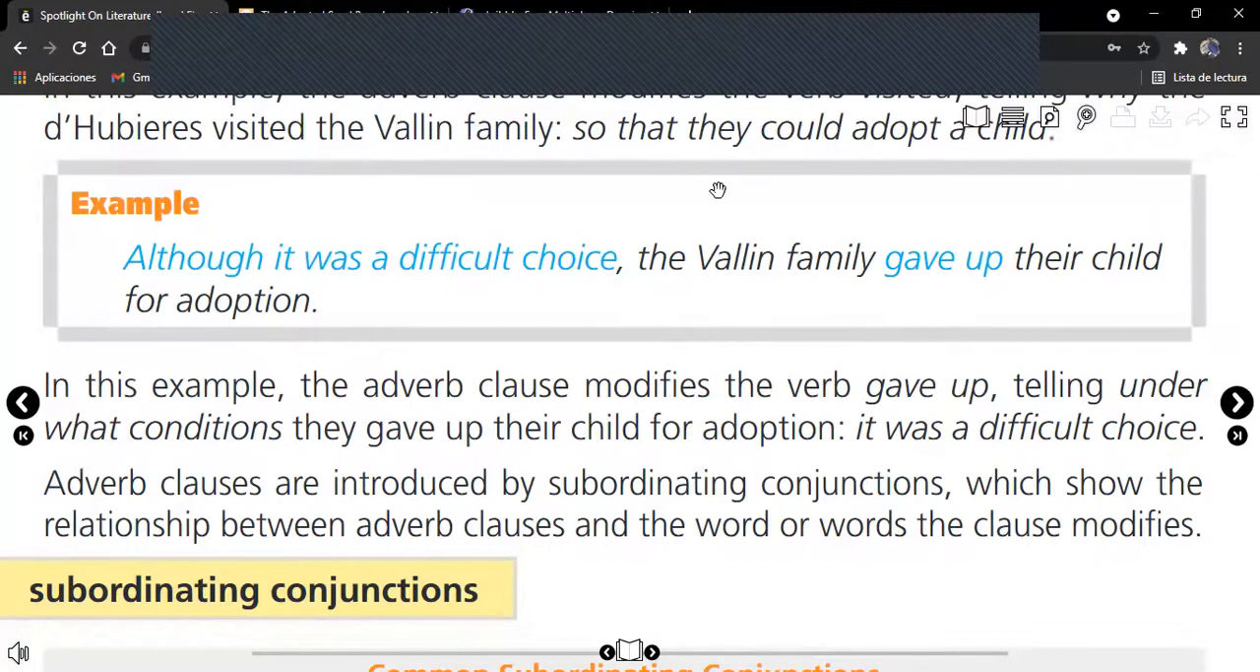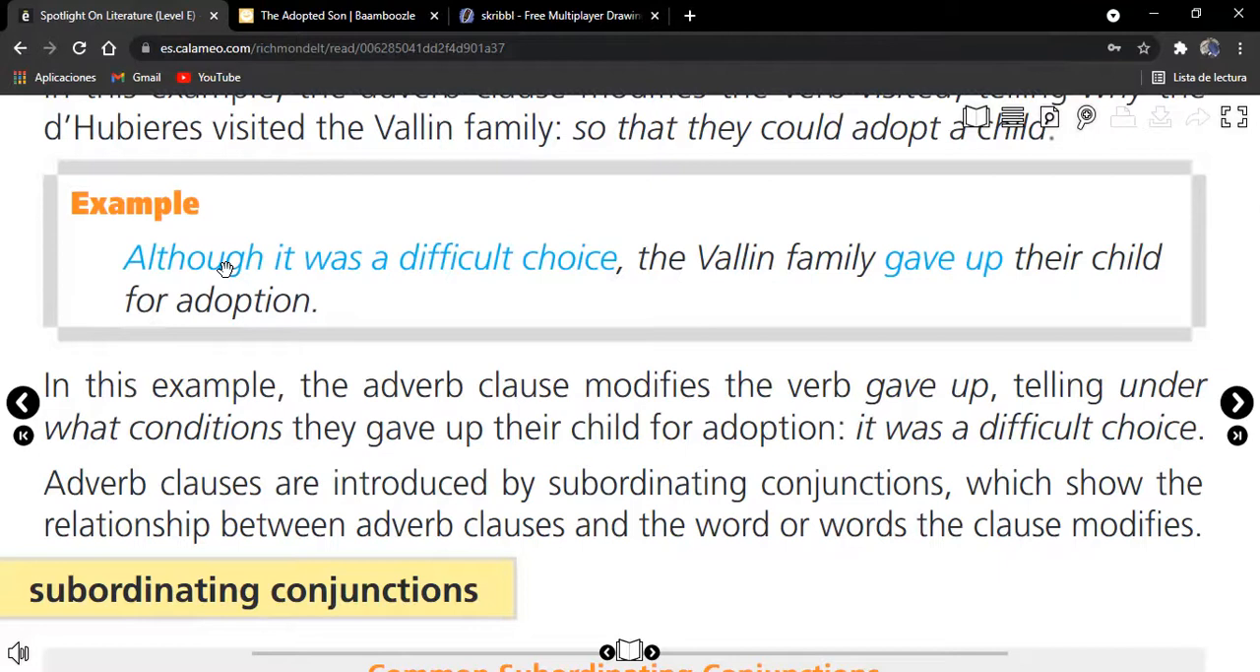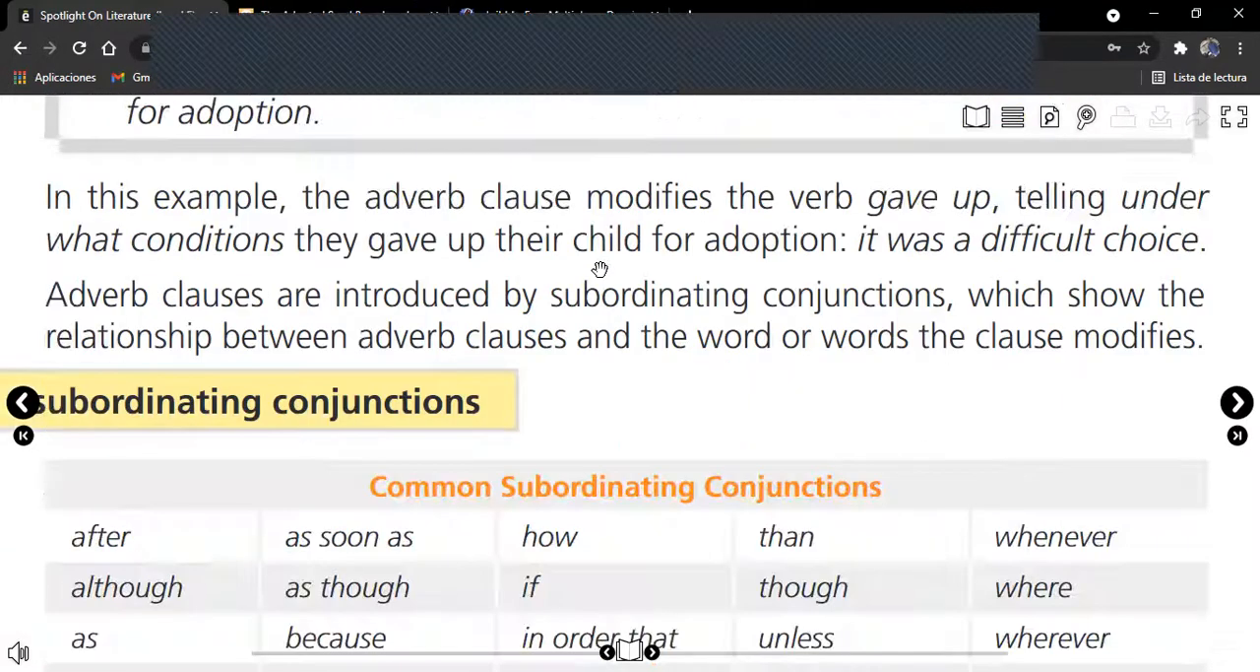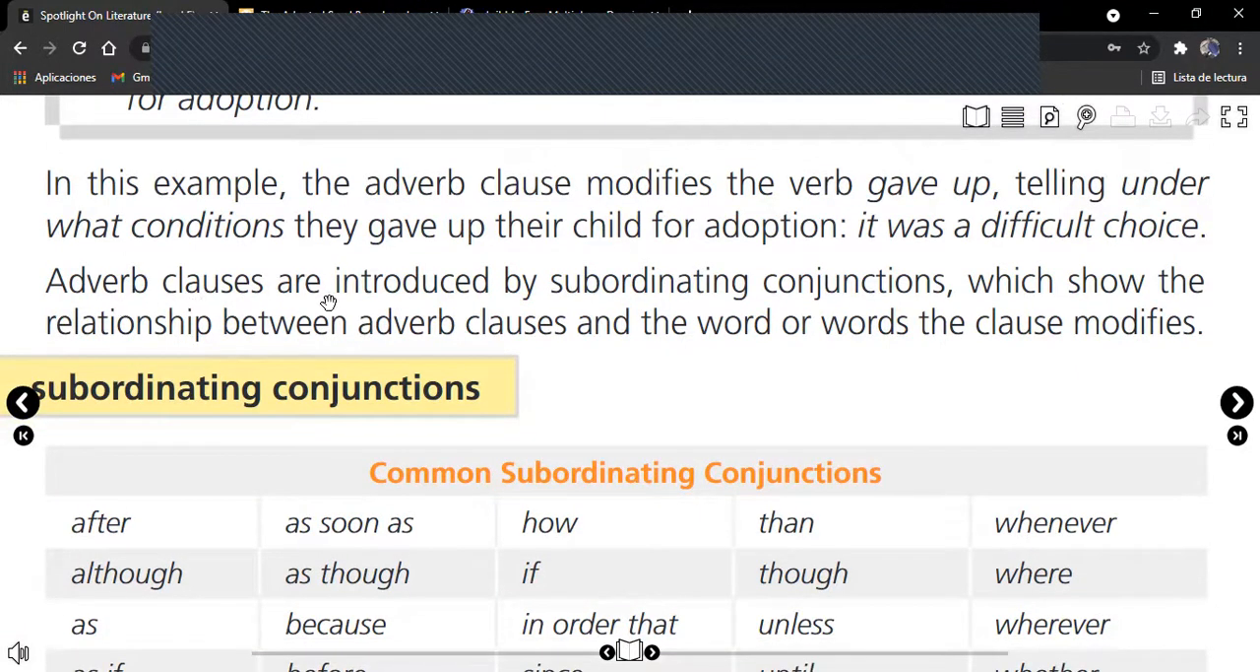And the transitional device or the subordinating conjunction that I'm using is "although." It sounds like a contrast, not exactly a contrast, but for one side, the situation was difficult, but in the end, they turned out to give their child, because it was only one, in adoption. And in the explanation it says, adverb clauses are introduced by subordinating conjunctions.